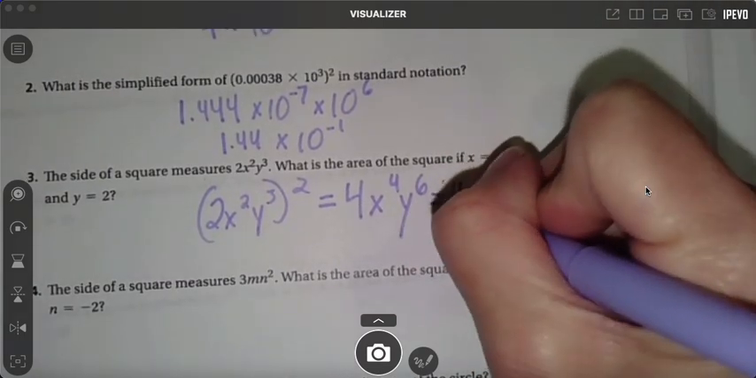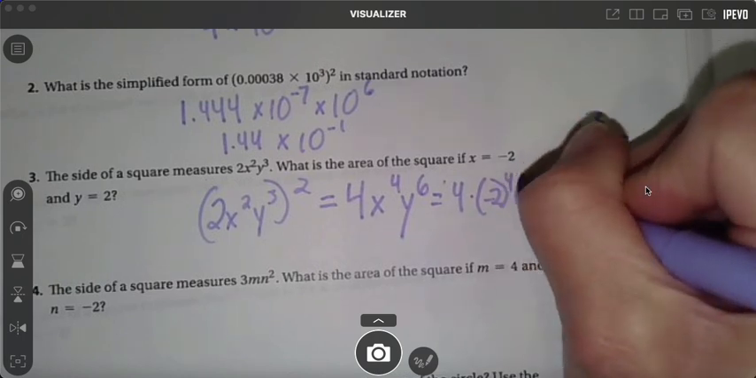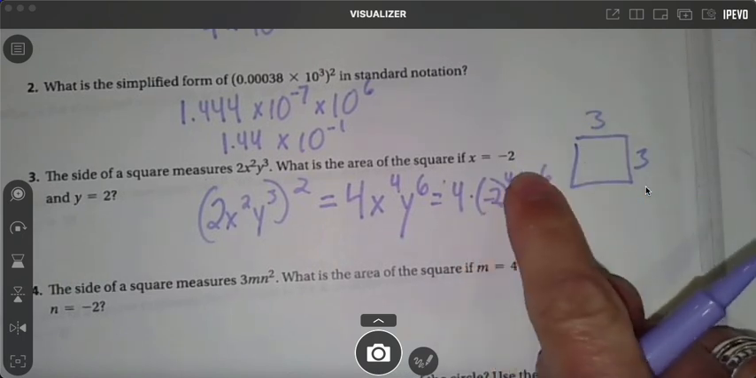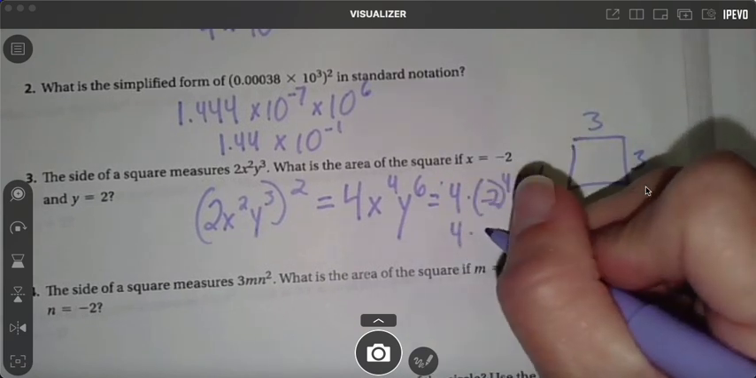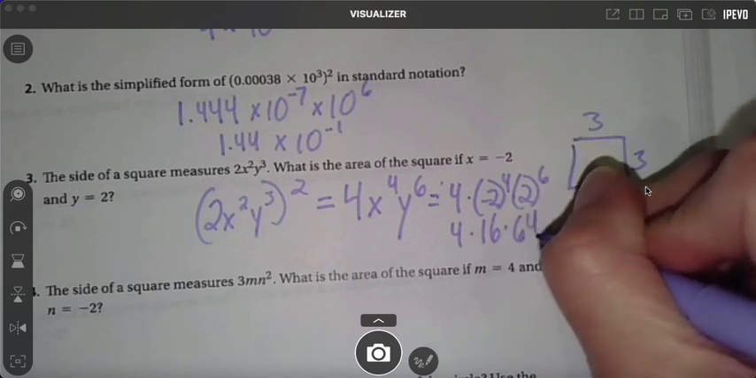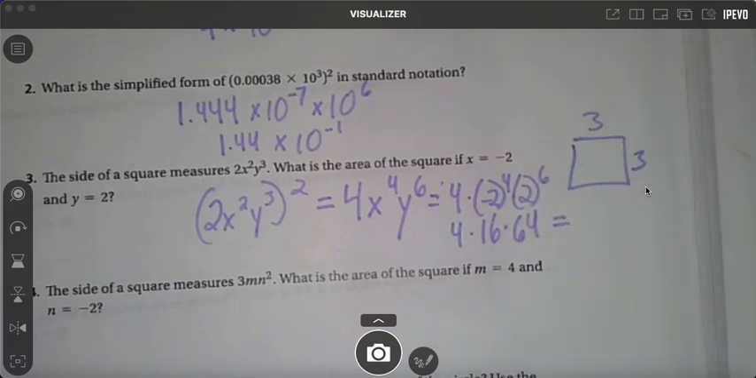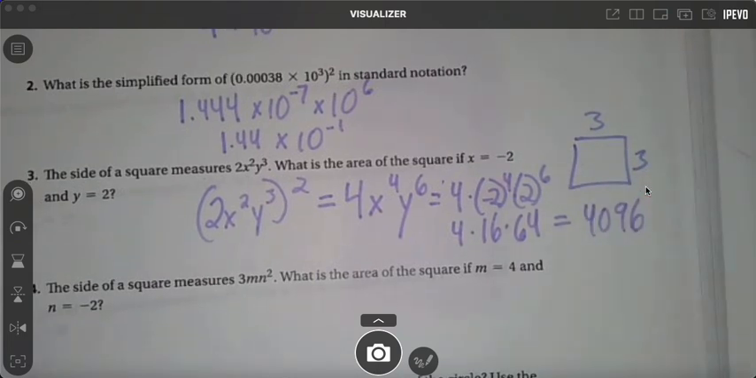So I have 4 times -2 to the 4th times 2 to the 6th. So I would just do those on my calculator and figure out what is -2 to the 4th. 16, and it is a positive 16. And what's 2 to the 6th? 64. Okay, and then I would just multiply those 3 numbers. 4 times 16 times 64 is 4,096. That would be the area of that square.